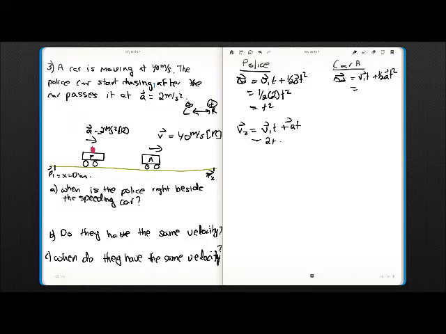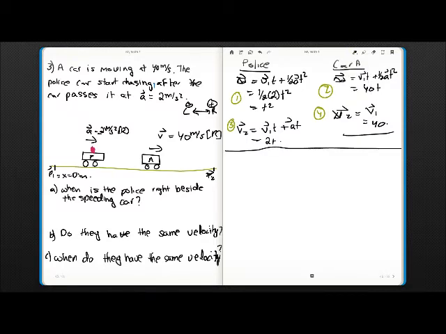Make sure you put the arrowheads in, since these are vectors. The final velocity of the car stays the same because it's not accelerating, so it's just v1, which is 40. Let's label the equations: this is equation 1, 2, 3, and 4. Now that we've done that, let's go and solve some questions.